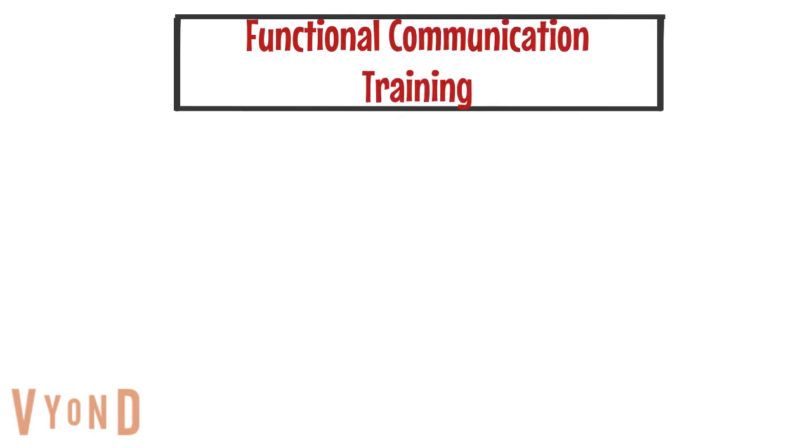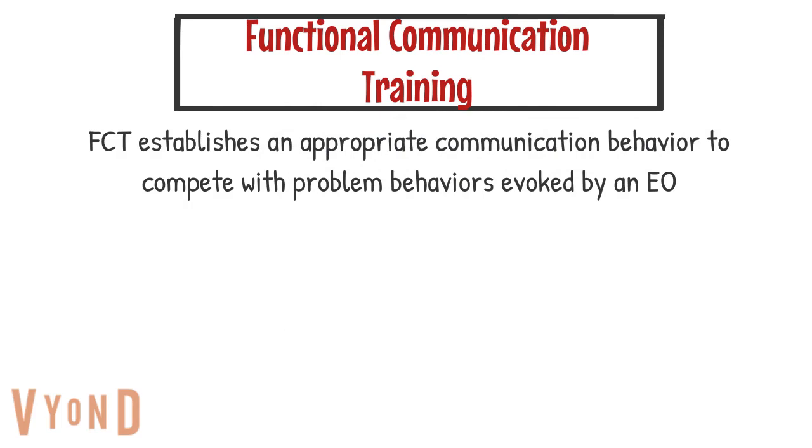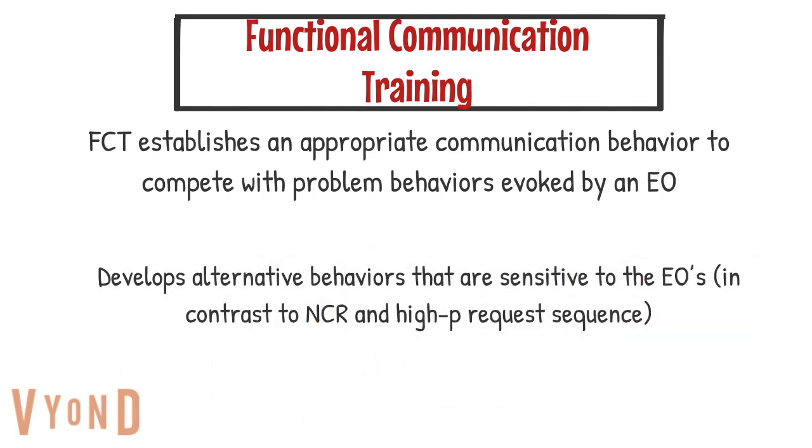And the third and the last antecedent intervention we'll be discussing is functional communication training. FCT establishes an appropriate communication behavior to compete with problem behaviors evoked by an EO. So in other words, we're teaching the learner how to appropriately communicate their wants and needs, and it should match the appropriate function. And in contrast to the previous antecedent interventions we discussed, it's sensitive to the establishing operations of the maladaptive behavior. So again, you're teaching them to communicate their wants and needs.